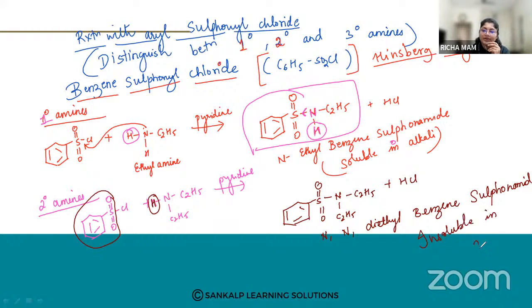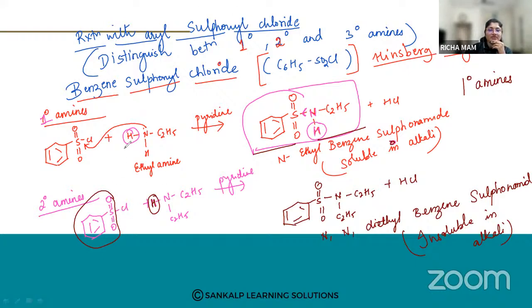So this is insoluble in alkali. What is the reason? Can anybody tell me what is the reason? This one was soluble in alkali. When it was soluble in alkali, we said it is a primary amine. Now here it is not soluble in alkali. Why is it insoluble, students? Yes, please try.